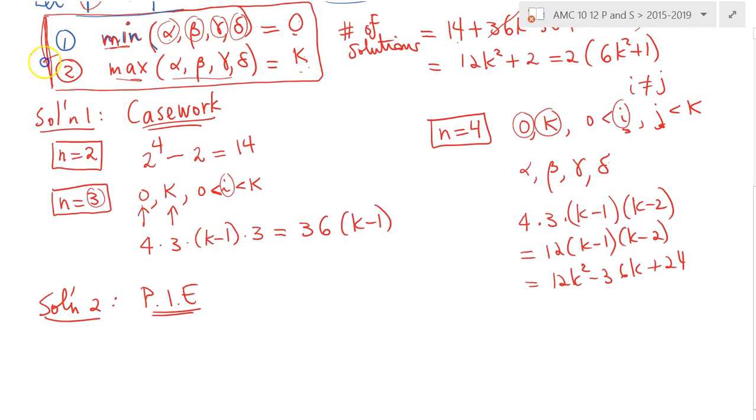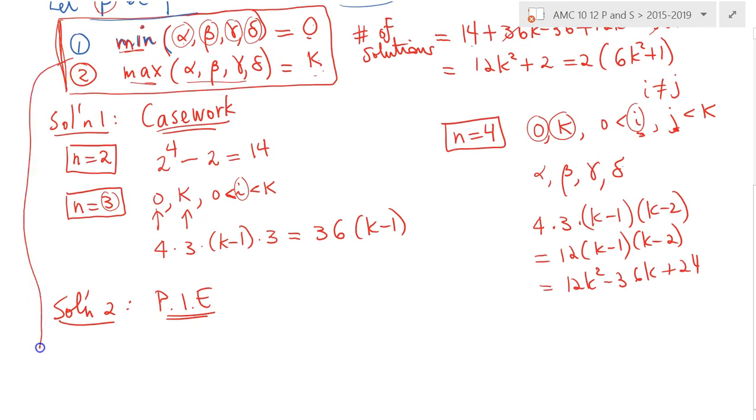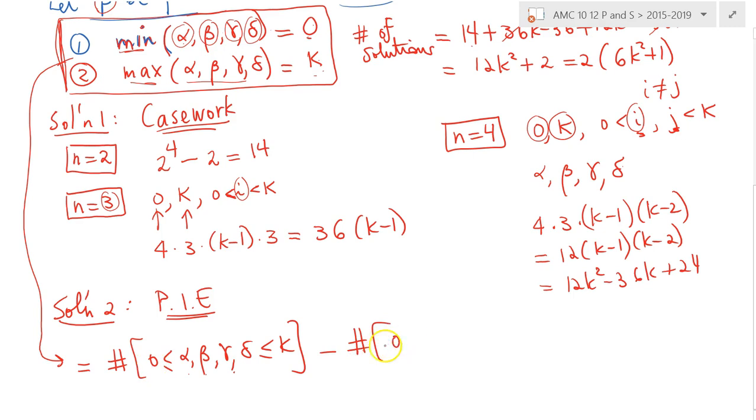Well, obviously this number is just equal to the number of ways to have the four numbers between 0 and k. You can pick the four exponents of a, b, c, and d. However, you need to make an adjustment, right? You need to subtract those cases which do not include 0 in it, sorry.